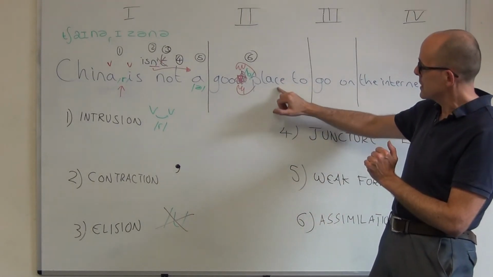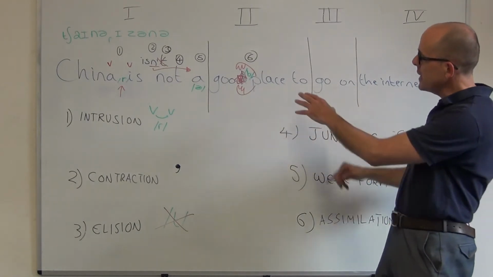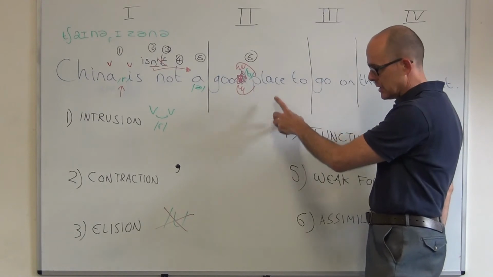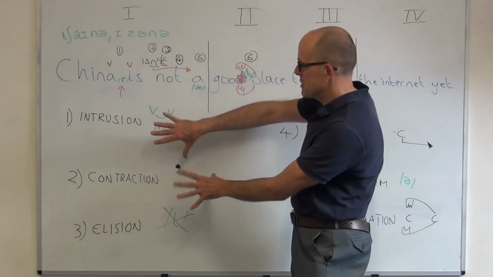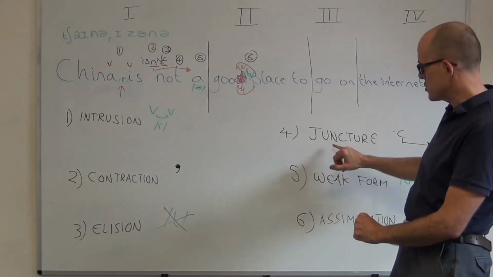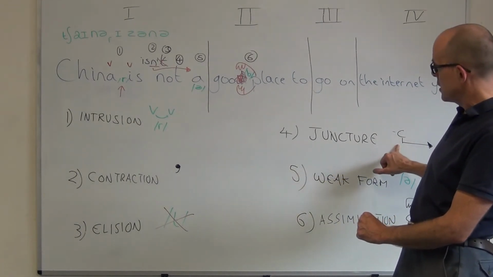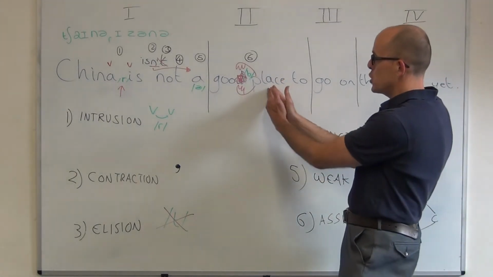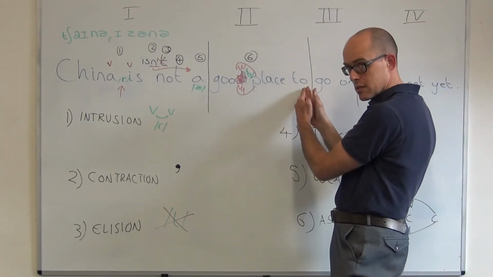First of all, let's look at this one. Here, one word ends in a consonant. Okay? So it's not really these kinds of things. It's going to be over here, juncture, number 4. We have a final consonant sound, s, and we're going to push it into the next word. Okay?